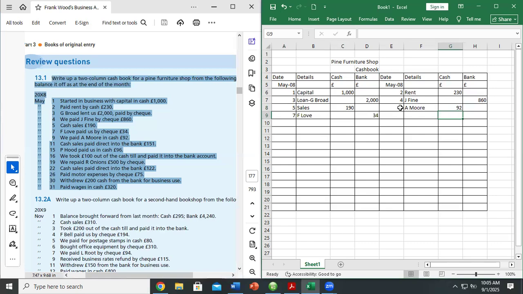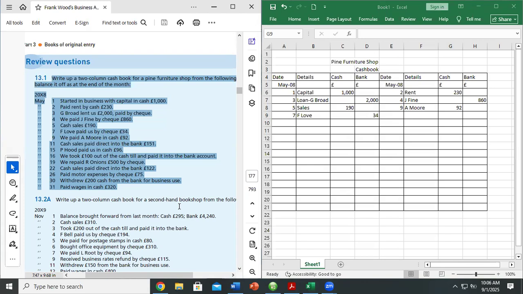Now the next transaction, cash sales paid direct into the bank. I think Portia asked this question the last time. Cash sales paid direct into the bank, 151 pounds. Professors, what do we do? Okay, I think Portia would have to respond since she asked that question. So Portia, let me hear you.